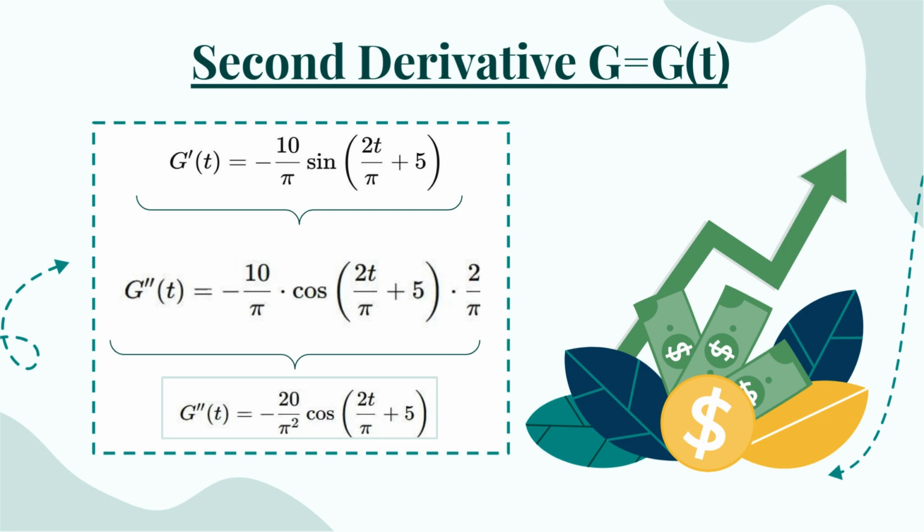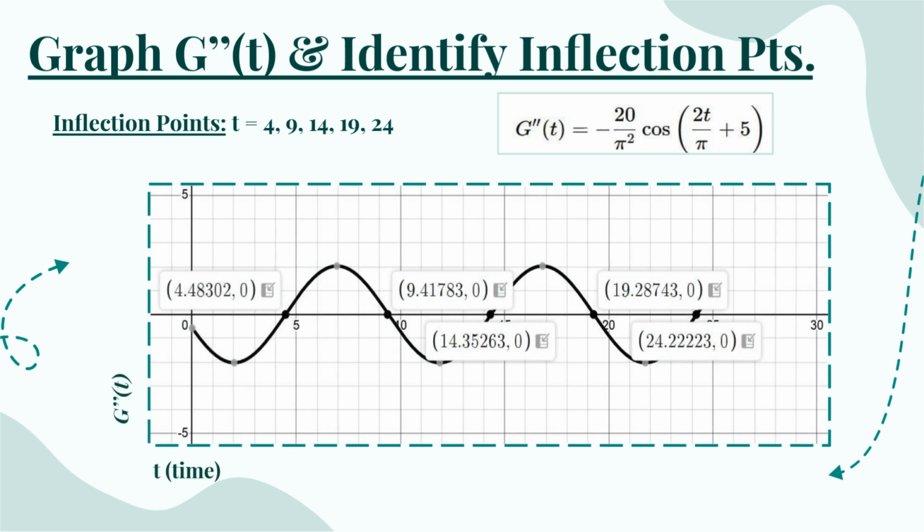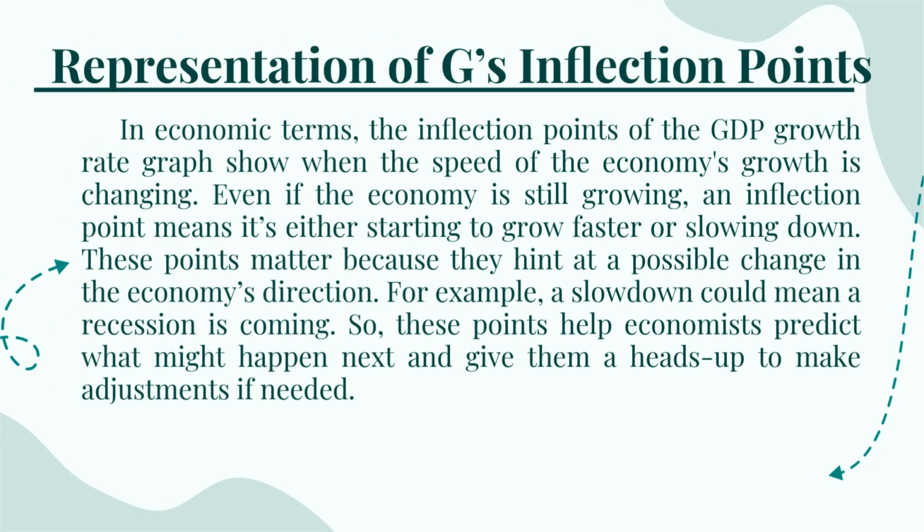This is how I solved for the second derivative of G of t. Here we have the graph of the second derivative of GDP growth, or the second derivative of G of t. The inflection points where the curve changes concavity happen at t equal to 4, 9, 14, 19, and 24.